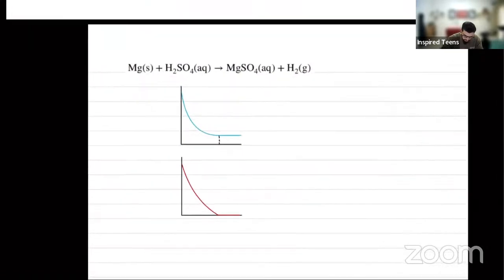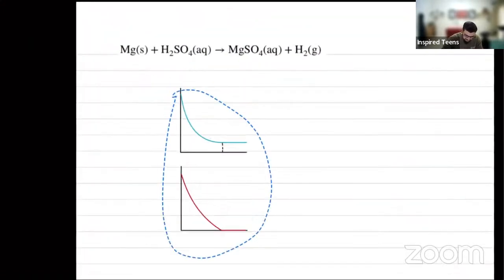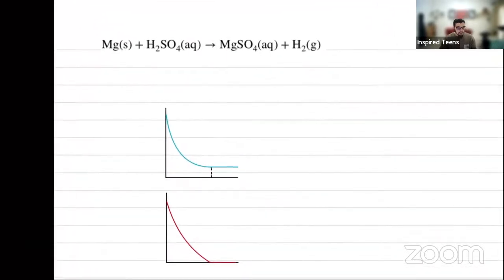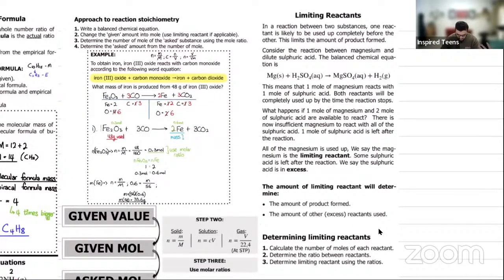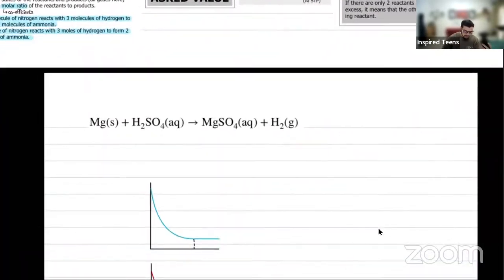So what we're going to do is have a look at this reaction, and we're also going to rediscuss limiting reagent graphs. What do we mean when we say limiting reagent? What do we mean when we say excess? Because together with the limiting reagent comes an excess as well.